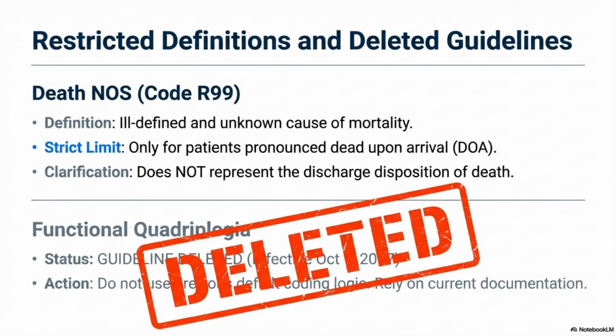This slide highlights two important updates. First, R99, death, unspecified. This code is used only when the patient is pronounced dead on arrival. It does not represent a discharge disposition. Second, the old guidance on functional quadriplegia has been deleted. We now rely solely on current documentation and do not use outdated coding logic.